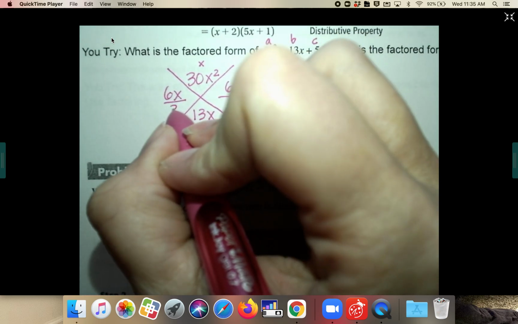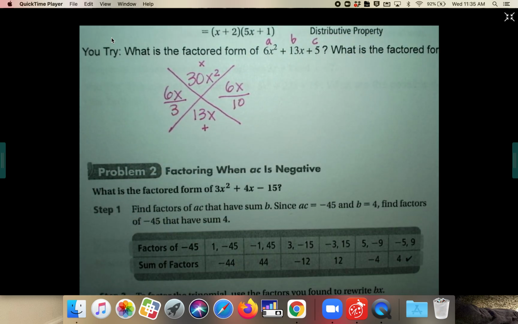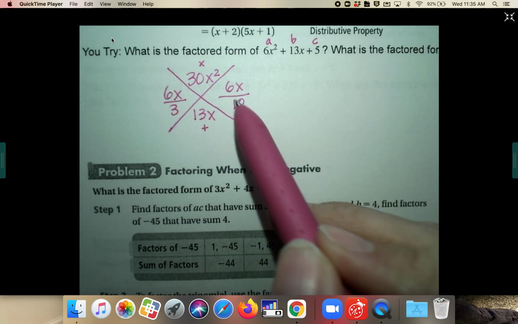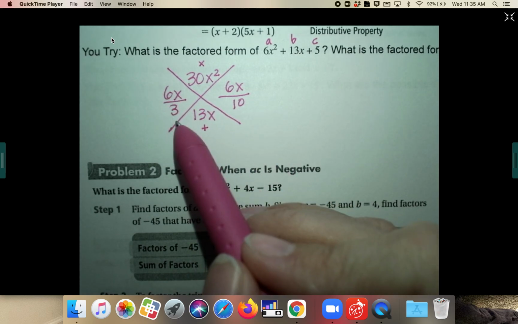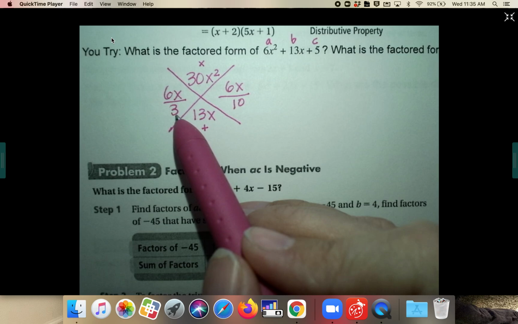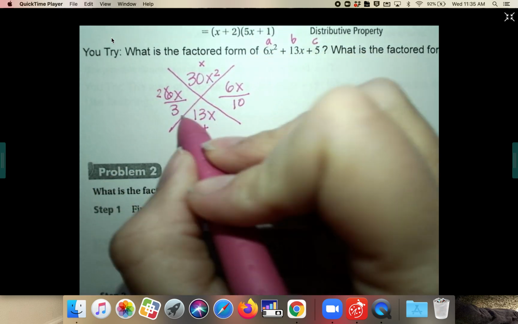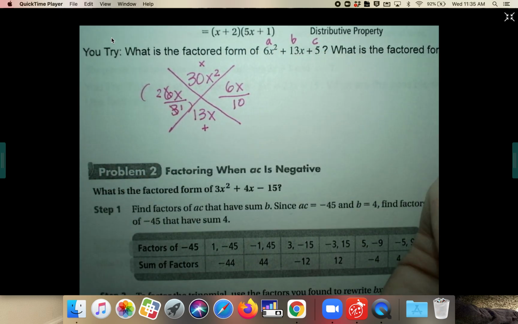It doesn't matter if you put the 3 here and the 10 here, or if you put the 10 here and the 3 here. It does not matter. All right, we're almost done, but you have to look at your fraction and see if you can simplify first. So does 6 over 3 simplify? Yes, they both divide evenly by 3. So 6 divided by 3 is 2. 3 divided by 3 is 1. That's our first set of parentheses done.